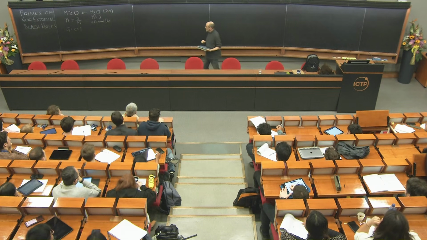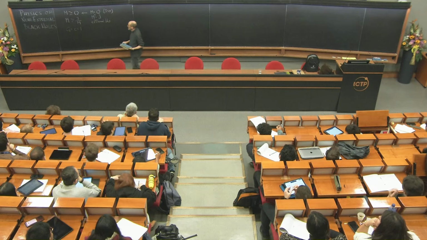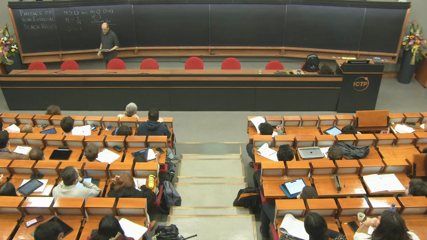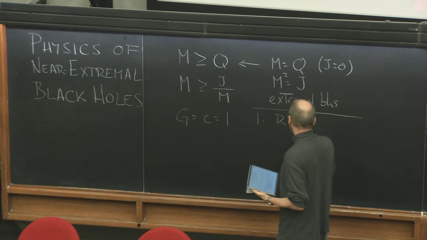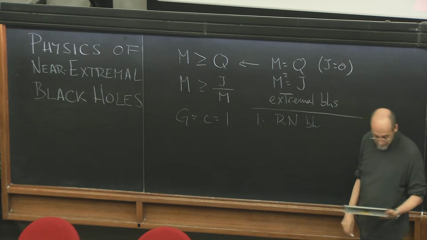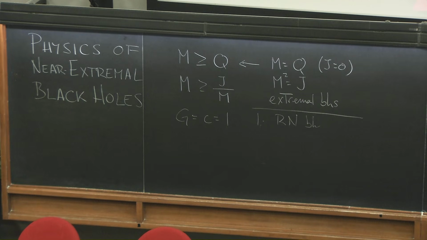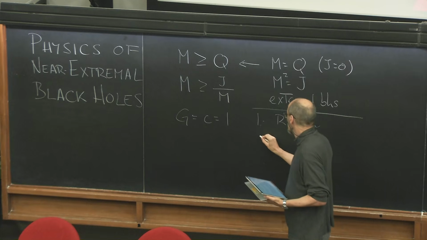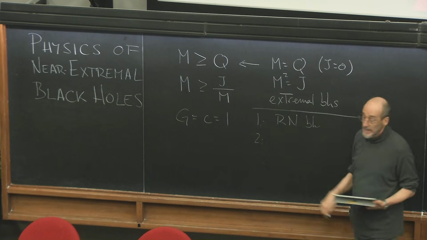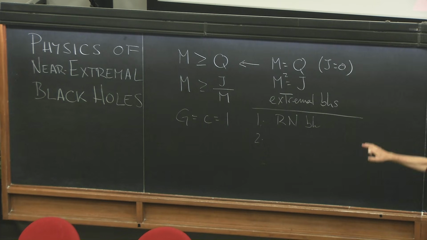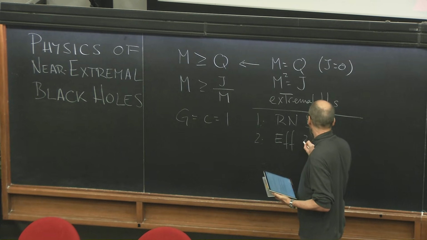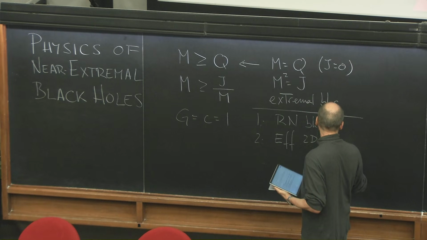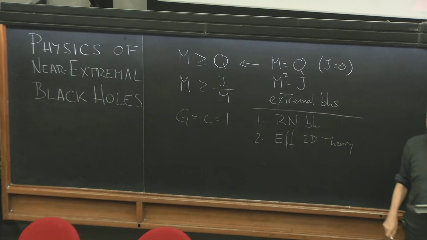Okay? So what we're going to do is, today in the first lecture, I plan to discuss the Reissner-Nordström black hole and its properties near extremality, its main properties. Then, well, if I get to finish this today, then next day we will be doing the effective two-dimensional description of these black holes at low energy and their quantization.